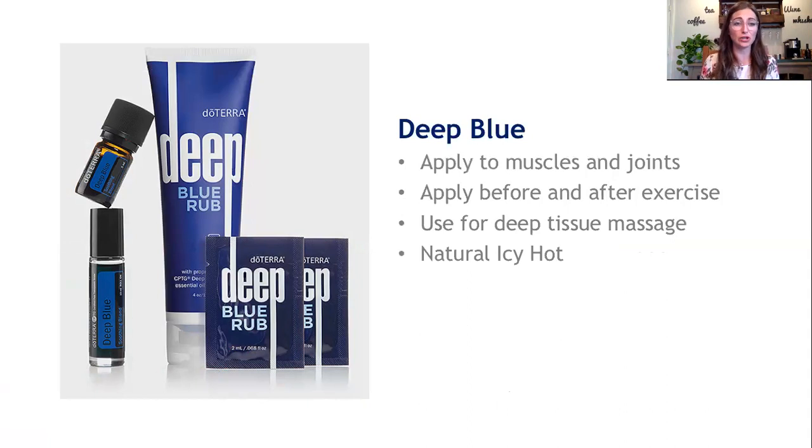But when it comes to a larger area, you're going to either want to use a carrier oil to help spread that essential oil farther across, or using something like the rub is great to help send the essential oil all over a broader area. So Deep Blue is incredible for muscles and joints. You can use it before and after exercise. I think that was like the most helpful tip that I found, because I have a tendency to get sore if I do squats. So if you actually apply it before, it's going to help the muscles recuperate quicker. It's basically your natural icy hot, is the Deep Blue oil.